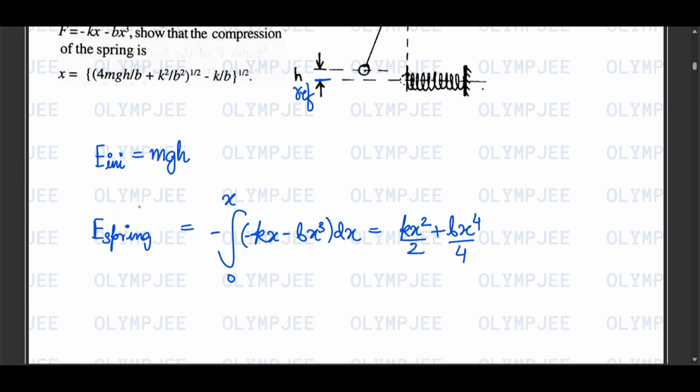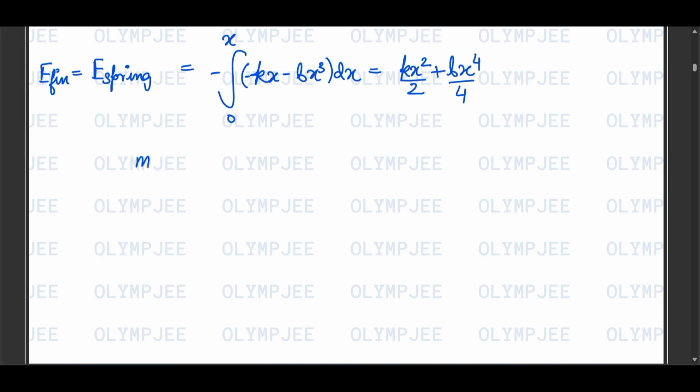So the initial and final spring energy should be equal, right? Because this gravitational potential energy is getting converted into the spring energy. So equating mgh to kx square by 2 plus kx raised to the power 4 by 4, and taking the LCM, we get 4mgh equal to 2kx square plus kx raised to the power 4.